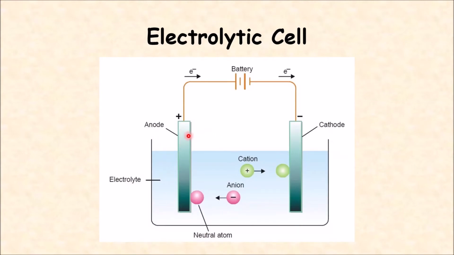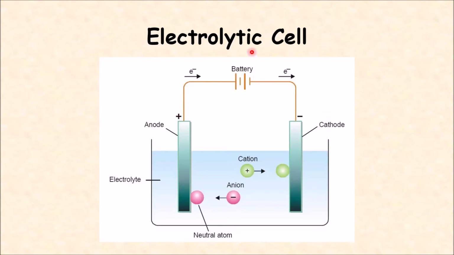So what we do in an electrolytic cell is we provide an external source of electric energy, either a battery or a cell, and we provide electricity or electrical energy by means of these metal rods which are called electrodes. There are two types of electrodes, one is the anode and the other is the cathode. We will talk about these electrodes later on.